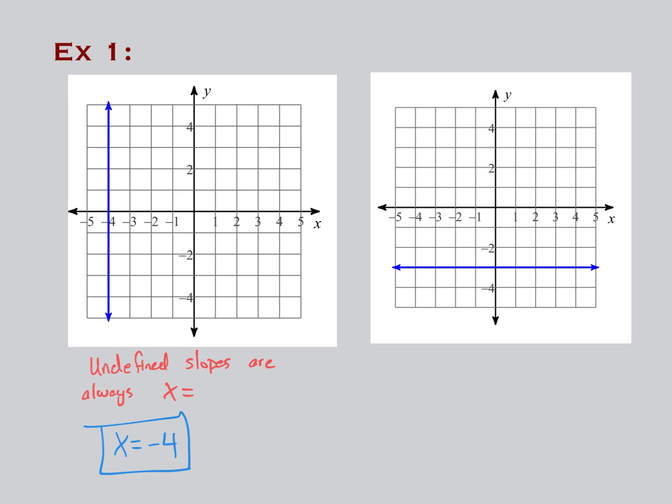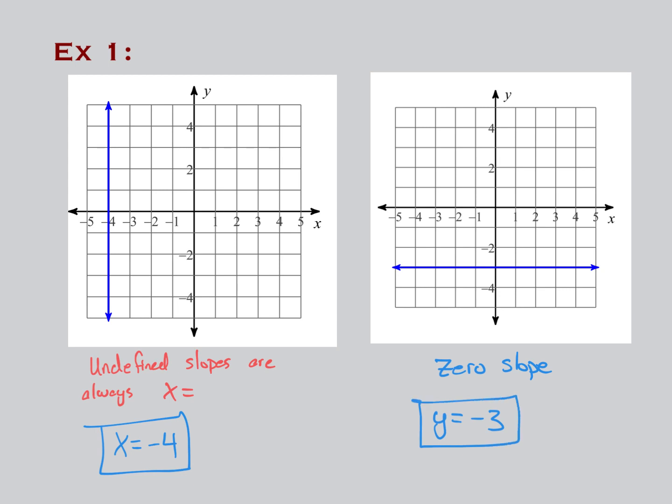Now the other one, what kind of slope is this? Zero slope. So zero slope is always just going to be y equals, and then you look where it crosses the y. Where's it crossing the y at? -3. So that's just y equals -3.